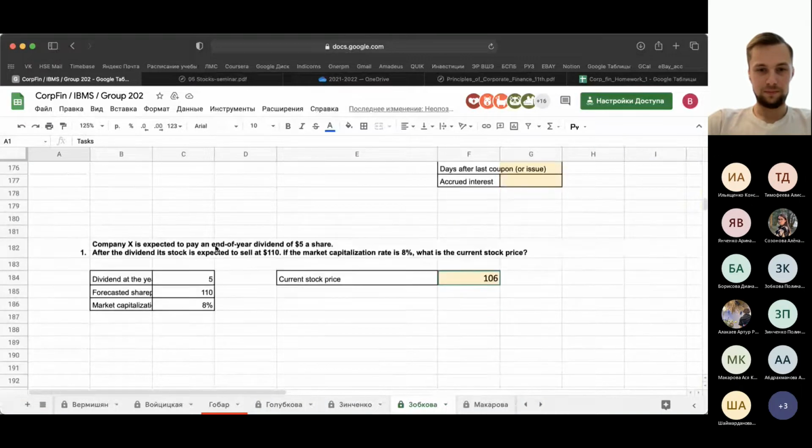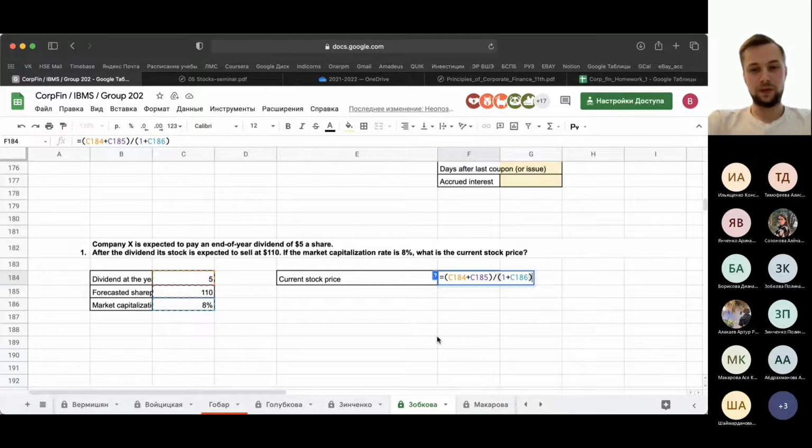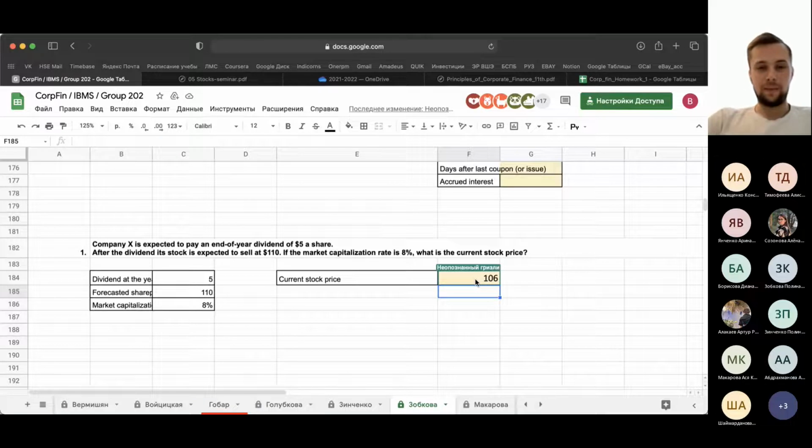Yes. I just used the formula that was given to us in the lecture, where the price is equal to the sum of the expected dividends and the expected price, divided by 1 plus the market capitalization rate. So this is actually the cash flow that you're going to have in 1 year. So at the end of the year, you divide it, so you discount it for 1 year. That's it. So the answer is 106. Is it clear?